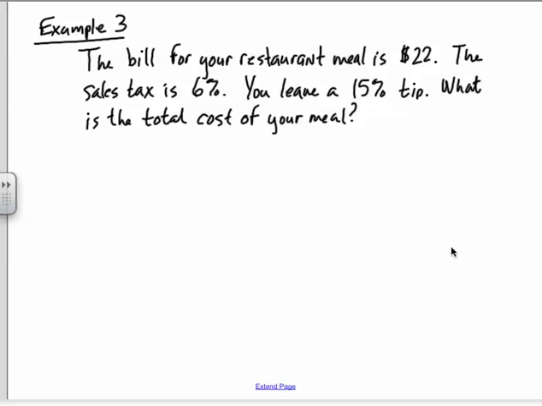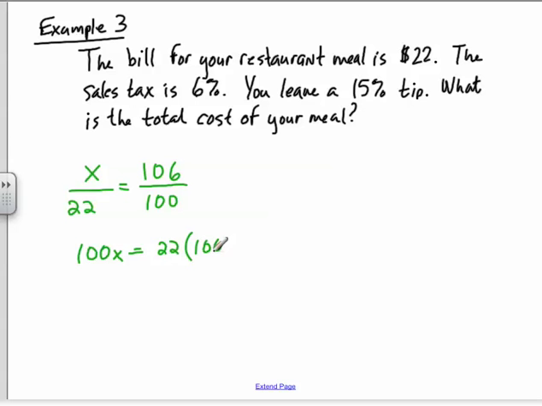If I want to find out what the total meal's cost is, so that I can leave a tip on that, I don't need to find out what 6% of 22 is. I just need to know what is 106% of 22. Because you see, that's going to give me all of the meal, 100%, and 6% more. Okay? So let's cross multiply. We're going to get 100x is equal to 22 times 106.